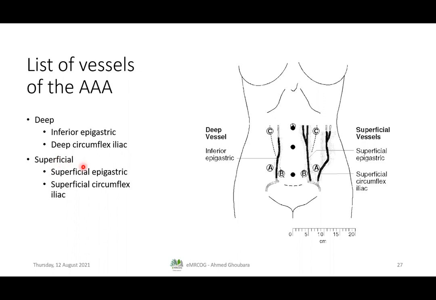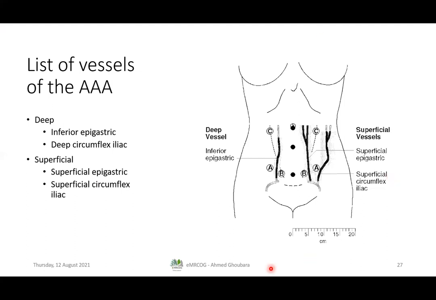We also have superficial vessels that run superficial to the muscles, okay? So deep branches, deep to the muscles, superficial branches, superficial to the muscles of the wall. We have superficial epigastric and superficial circumflex iliac. These run just below the skin, the kind of arteries that you can cut through during the skin incision. Superficial epigastric, superficial circumflex iliac artery.